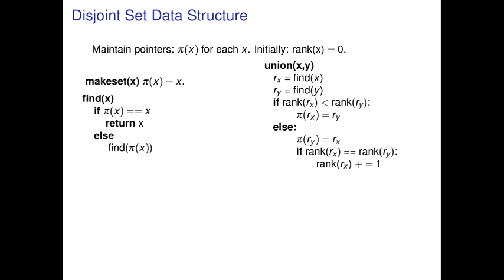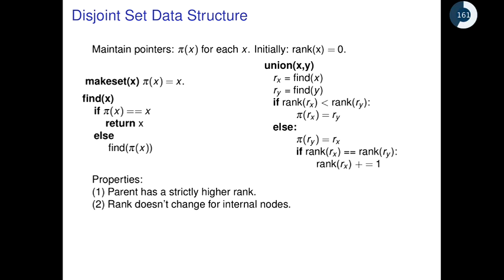So some things to notice about this structure: the parent always has a higher rank. That's the thing to remember. Now, once you're an internal node, once you're not a parent anymore, you never become a parent. You never become a root, because only roots point to each other.